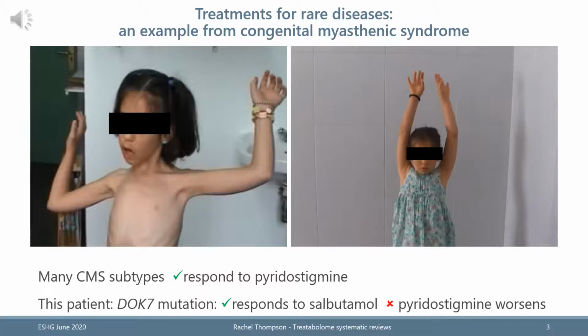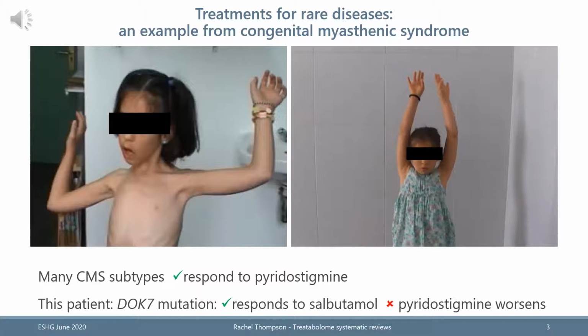In the picture on the right, you can see the girl after around 6 months of treatment with salbutamol, and although it's difficult to see the full extent of the improvement from a still photo, you can tell that she can raise her arms much more easily. She can keep her mouth closed, and she looks quite a lot stronger generally.